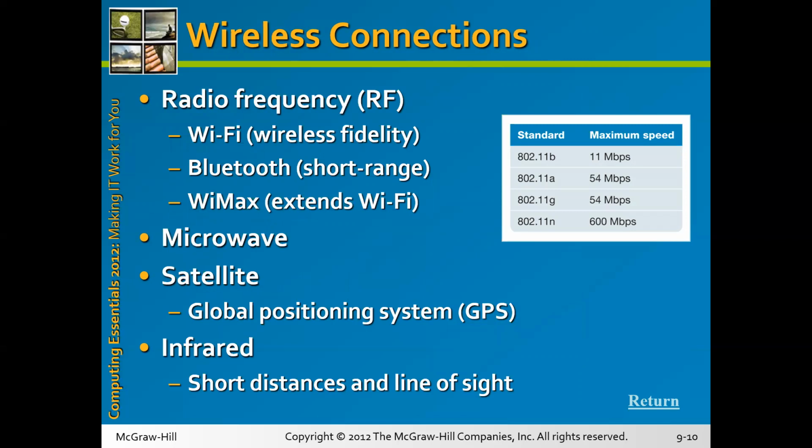Wireless connections. Wireless connections do not use a solid substance to connect; they use the air itself. Types of wireless connections are radio frequency, microwave, satellite, and infrared. Let's discuss more into this.